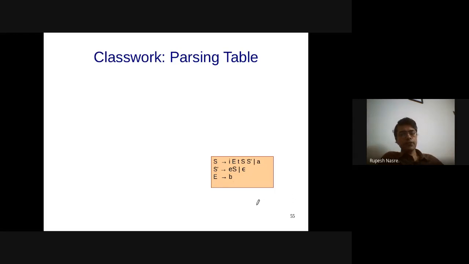Now let's construct the follow sets. So follow of capital S. Once you have the first, first will be required to construct the follow sets in case there is epsilon, which indeed is the case. So follow of capital S, e and dollar. Okay. Any other suggestions?